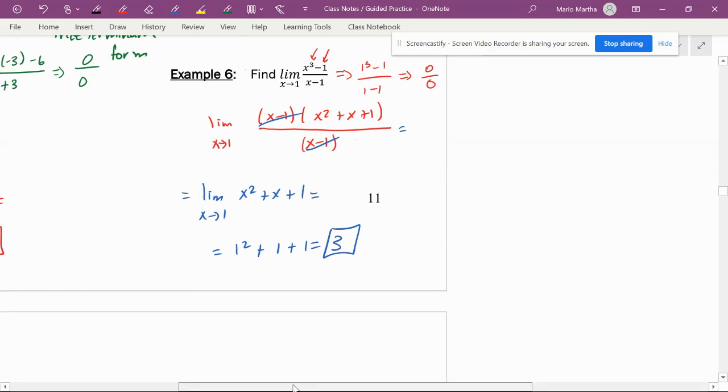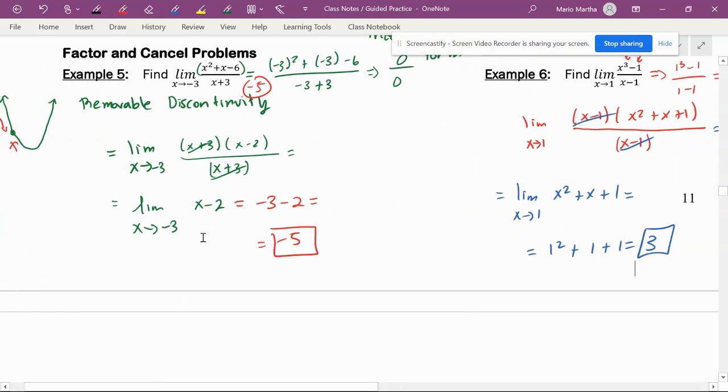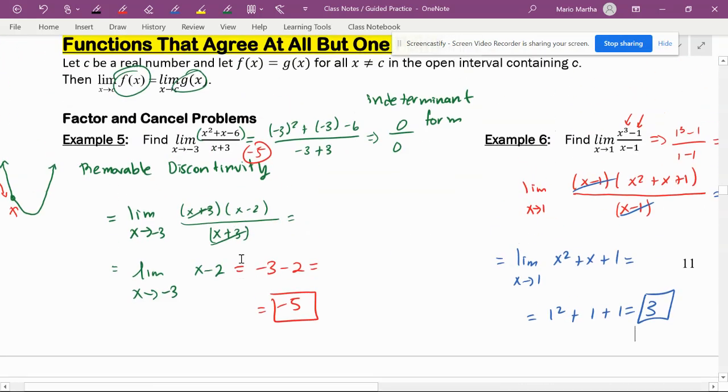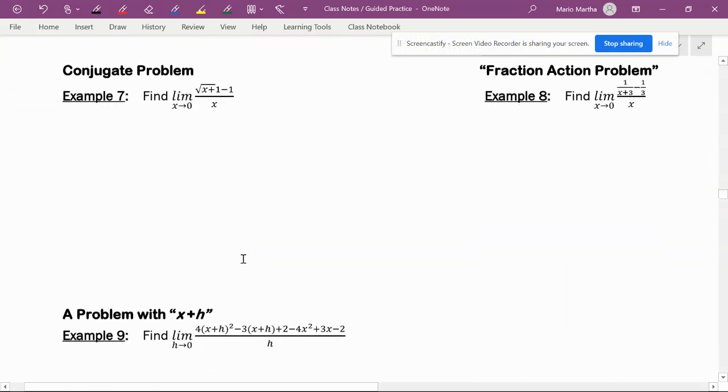All right, now let's look at example 7, the conjugate problem. Some of you may have heard of conjugates. It's pretty much like multiplying the difference of two squares. So we're looking now at finding the limit as x approaches 0.